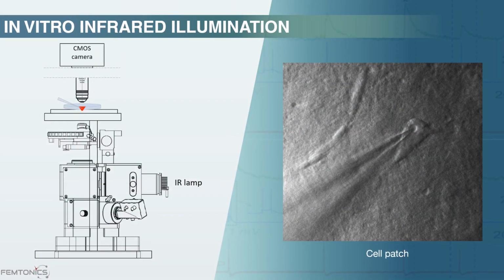Infrared illumination, as part of our in vitro extension kit, is also a classical but useful method. In this example, it is used for patching a cell, showing the moment when the glass pipette attaches to the neuron. Through a CMOS camera, you can see fine details like the small depression caused by the pressure from the pipette.